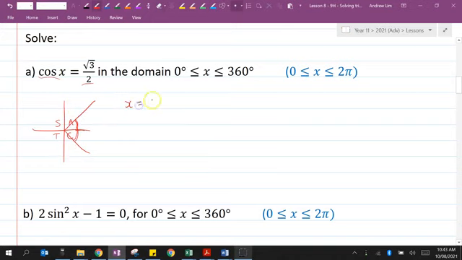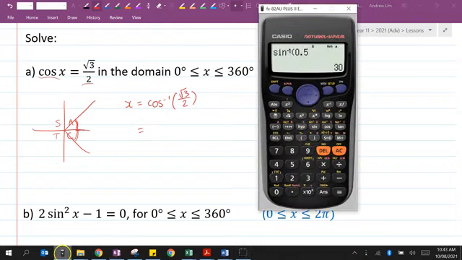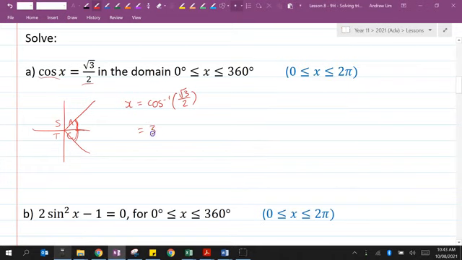So x is equal to the inverse cos of root 3 on 2. Let's put that in our calculator. Inverse cos of root 3 over 2 is 30 degrees. So that means we know that this is 30 degrees and that this is 30 degrees.